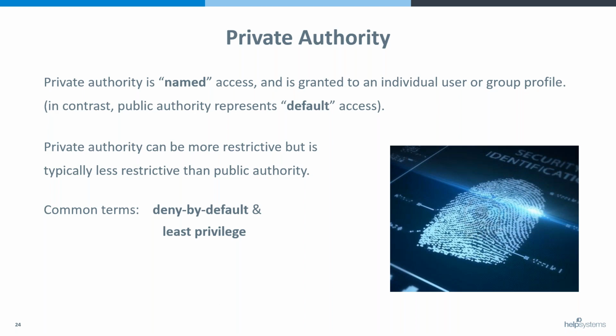Certainly, private authority can be more restrictive than public permission, but it typically is done the other way around, right? When we talk about that deny by default or the same least privilege concept, what we're talking about is we want the door to start closed and be open to the permitted users. So that would equate to public authority being something like exclude, and then private authority gifting access in a more permissive way.